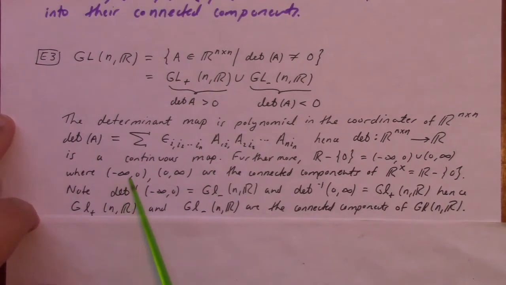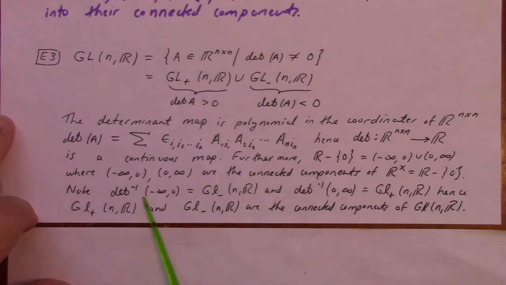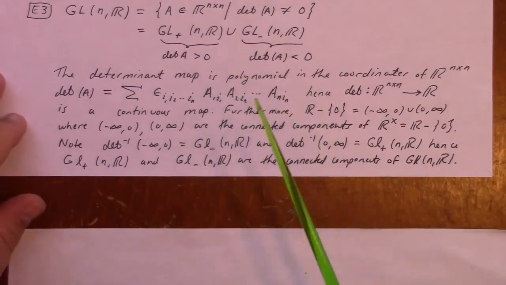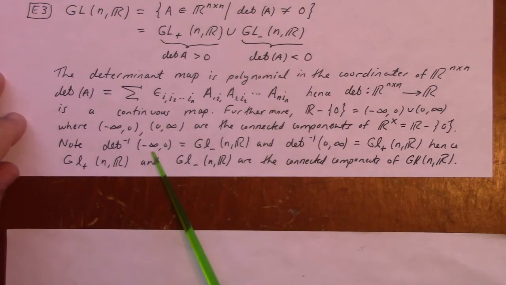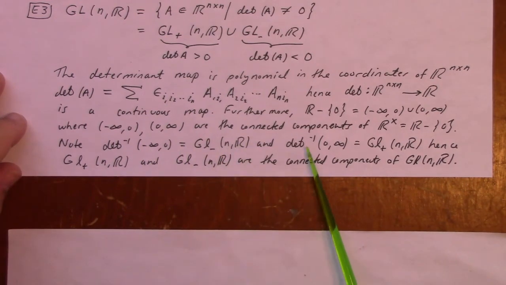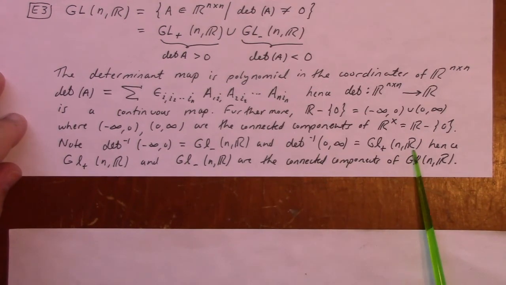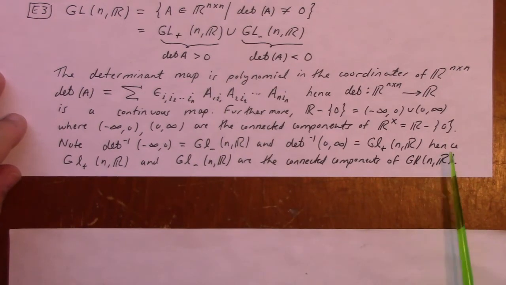And minus infinity to 0 and 0 to infinity are connected components. And the inverse image under the determinant of the negative numbers is GL minus. The inverse image of the determinant of the positive numbers is GL plus. And therefore, GL plus and GL minus are the connected components of GL_n(R).